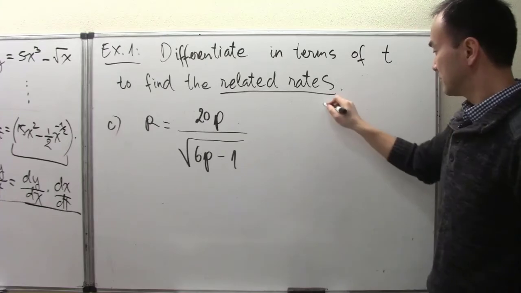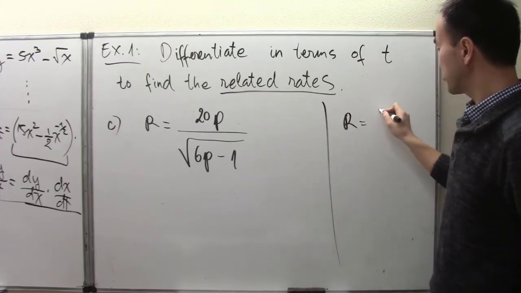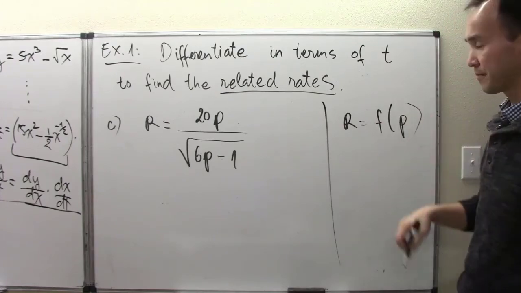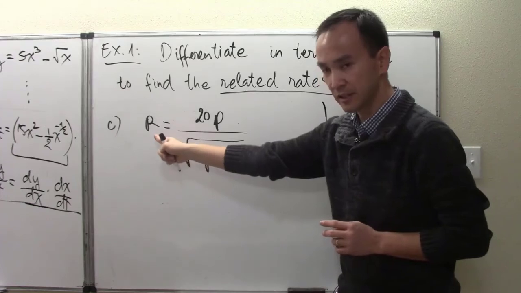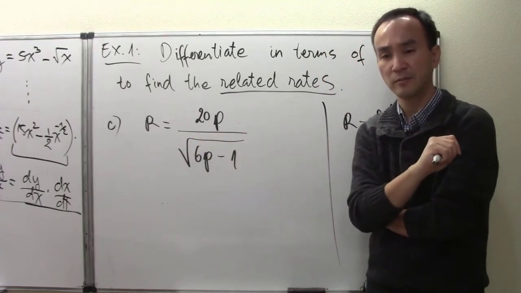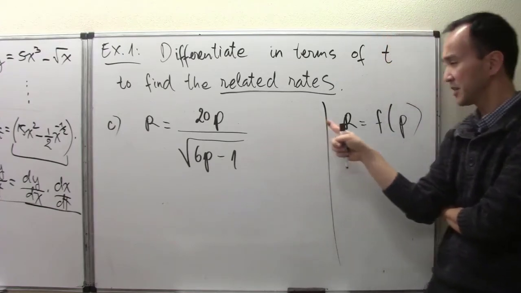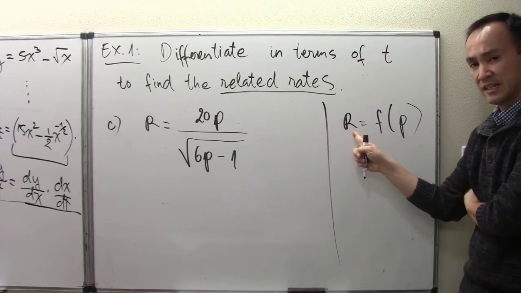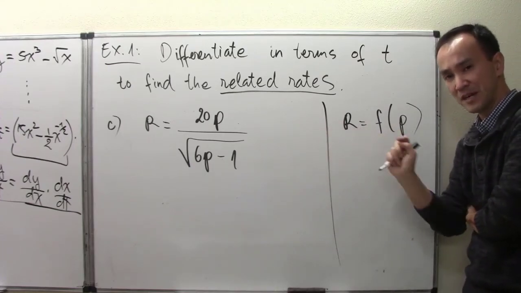The way I see it now, R is a function of P. This equation has only 2 variables involved, the R variable and the P variable. Further, I realized that this equation already expresses R as a function of P.